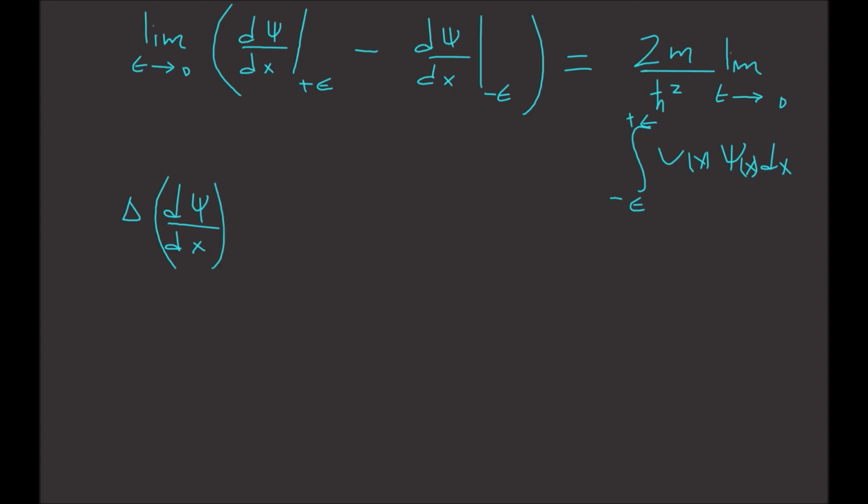Okay, so remember from earlier in this video, we said, what is our potential? It's minus alpha times the delta function of x. And if we evaluate this around epsilon and take the limit as epsilon approaches 0, this is the same as minus 2m divided by h bar squared, that's nothing new, this constant, times alpha times psi of 0. It's going to pick that value. This is from earlier in this video.